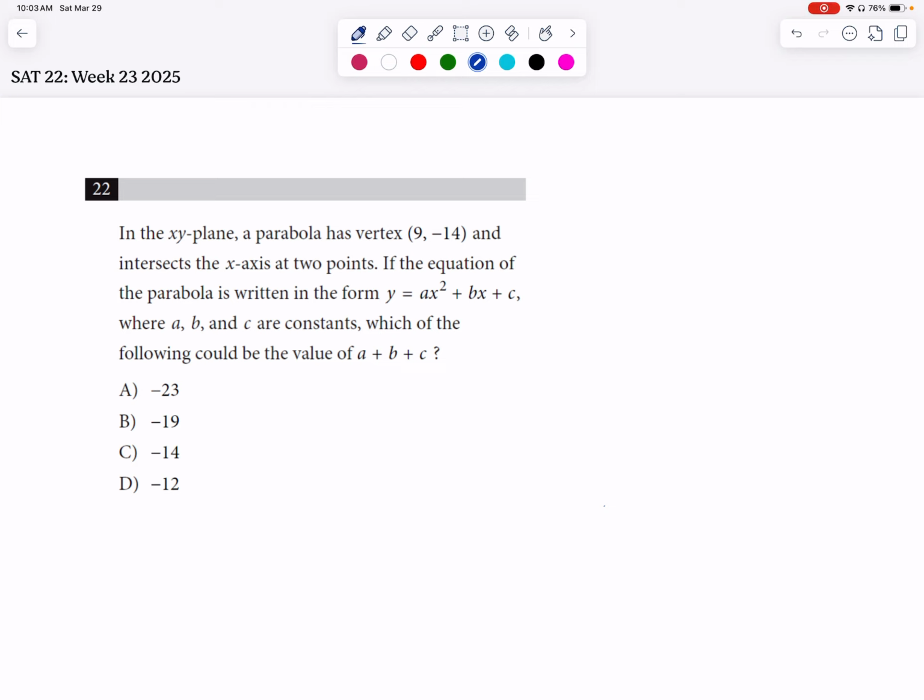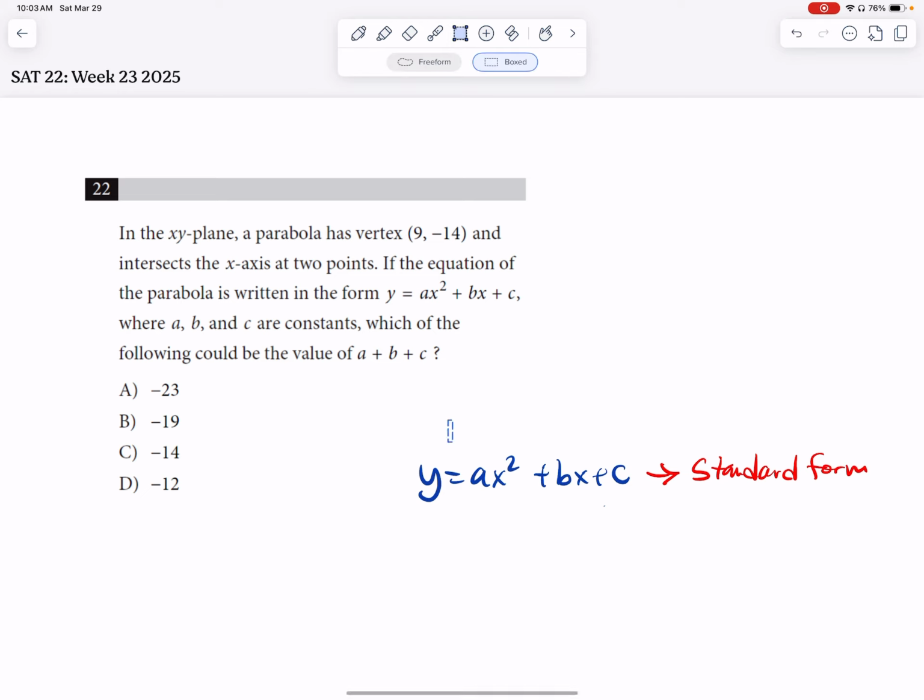So first of all, the equation that it gives us, y is equal to ax squared plus bx plus c. This is the classic standard form of your parabola. Now, unfortunately, in standard form, it's not obvious what your vertex is. Remember, our vertex here is supposed to go through (9, -14).